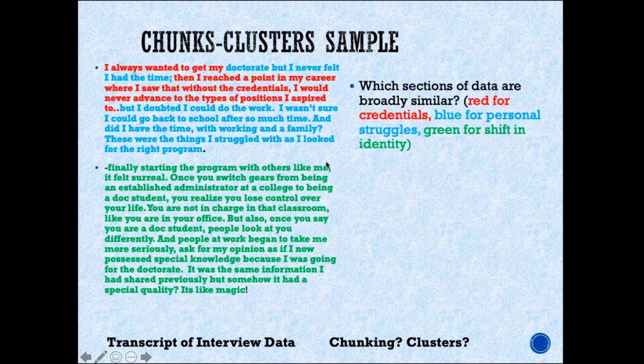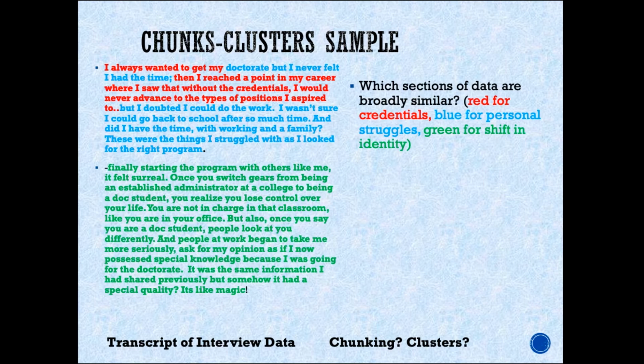So by reading this, if you see the red, he's talking about credentials. If you see the blue, he's talking about personal struggle, how he struggled to manage between work and family and doing a PhD. And the green is the shift in identity. Before, people saw him as just normal administrative staff.